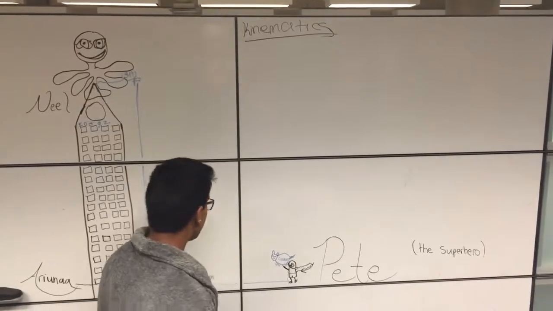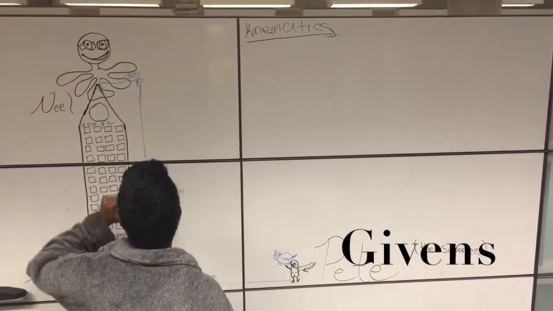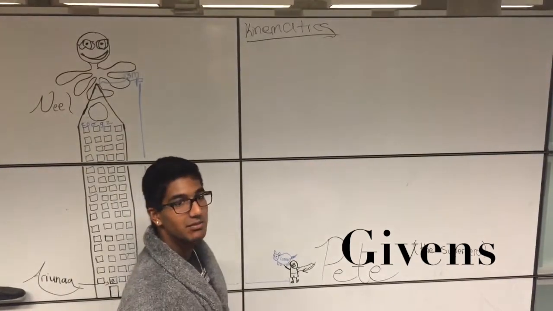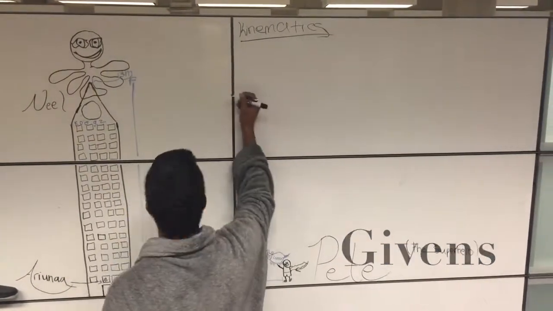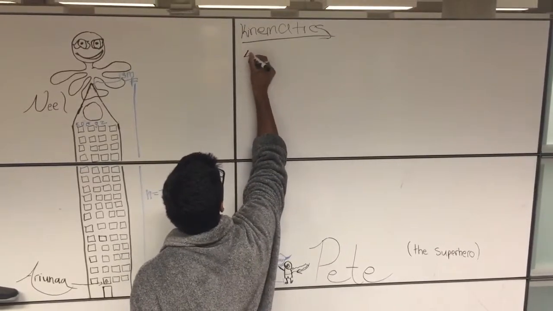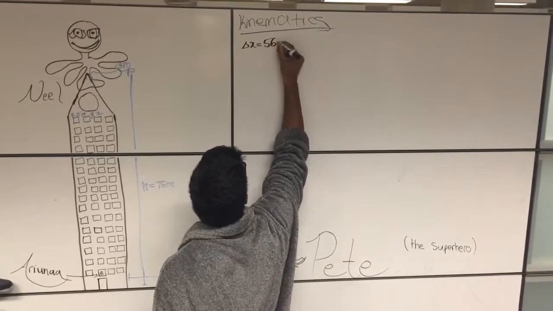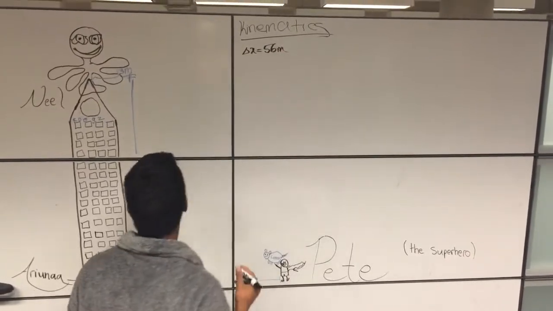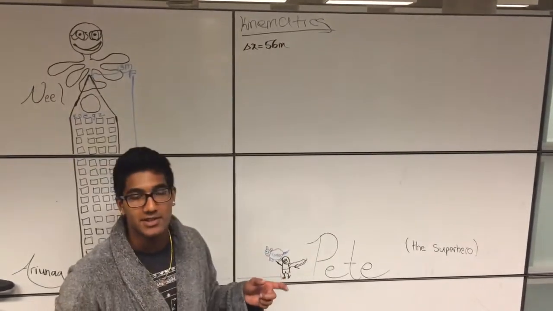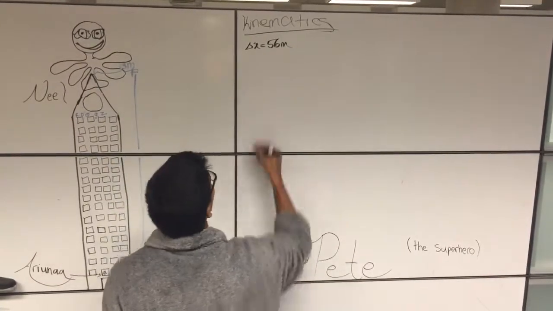We know that Pete is 43 meters away from the building, but we also know that Neil is 13 meters inside the building. So our total change in the x direction is going to be 43 plus 13 meters, which is 56 meters. We also know that the building is 75 meters tall, so our change in the y direction is going to be 75 meters.